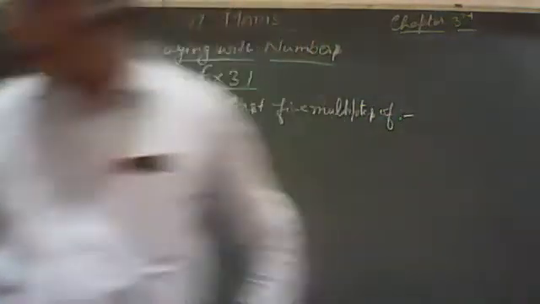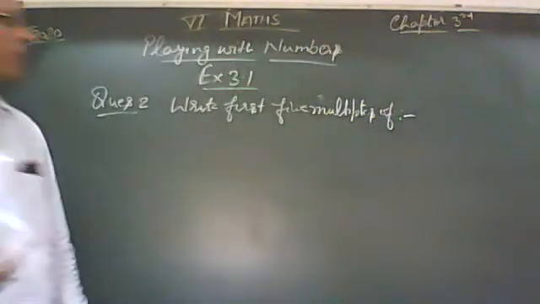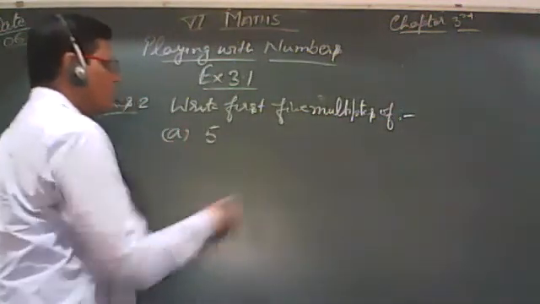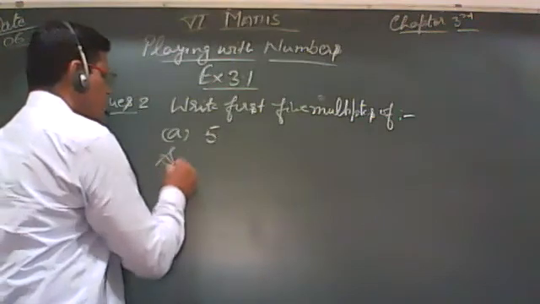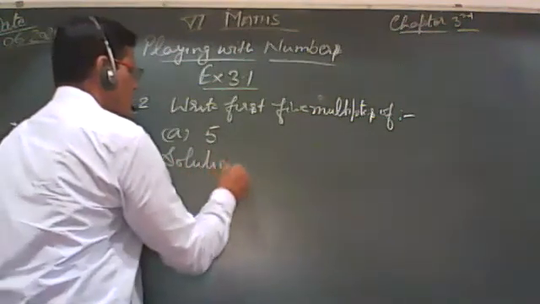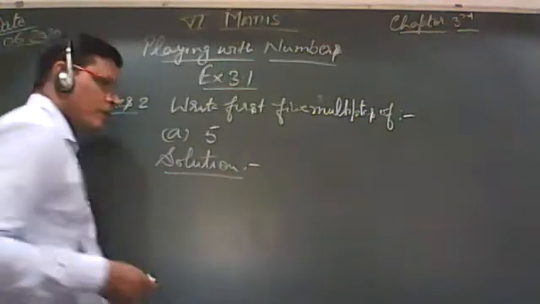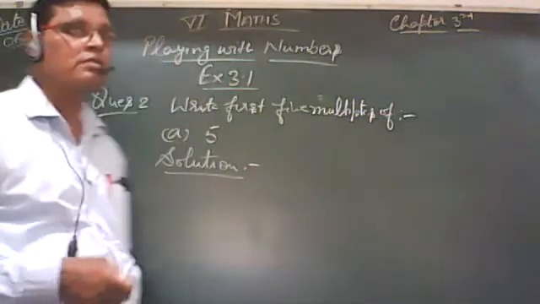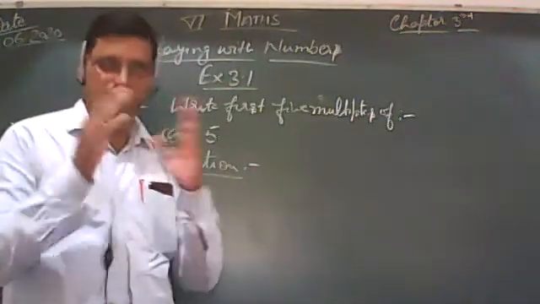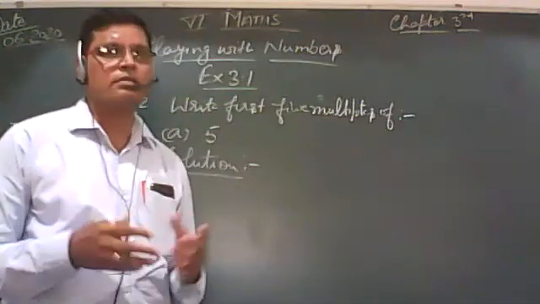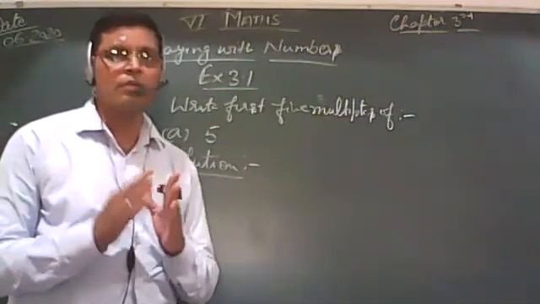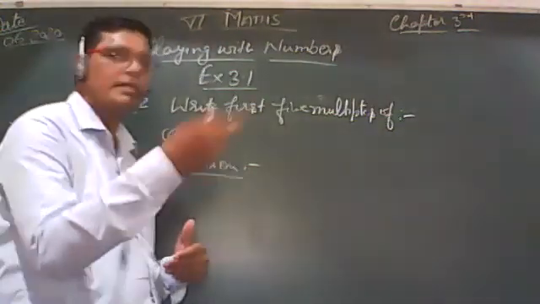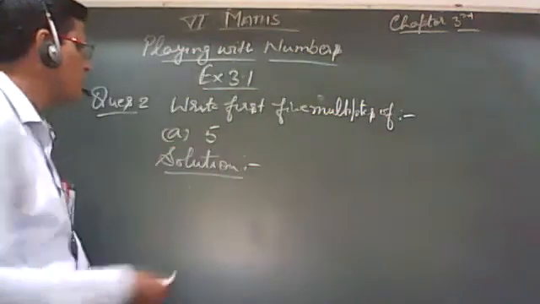Okay. Write first 5 multiples of, part A of this question, and that is 5. Our solution is: the definition of multiples. The multiples of a number are infinite, whereas the factors of a number are finite. Therefore, for infinite we show dash dash dash. So now we write the multiples.